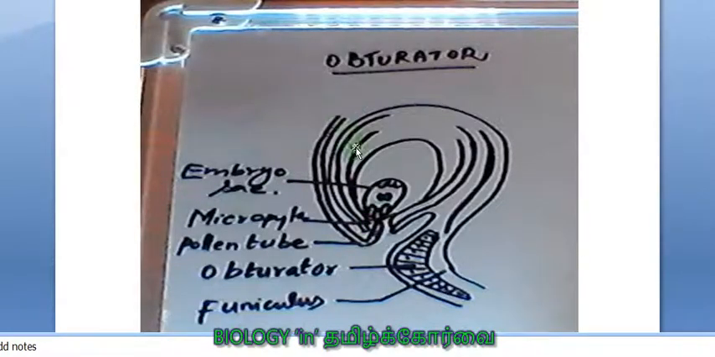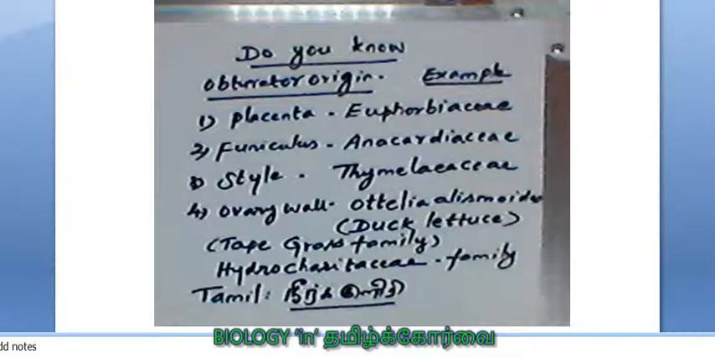Now you see the obturator here. This is the funicular portion, this is the funicle, this is the ovule, and this is the embryo sac. Now the pollen tube comes this side. The obturator directs the pollen tube to go through the micropyle to reach the embryo sac. This is the obturator, and this is of funicular origin.